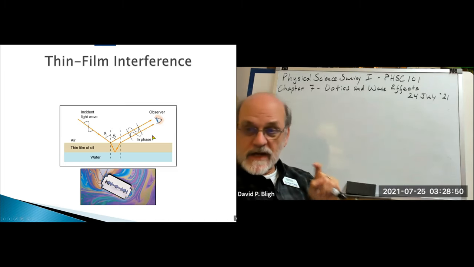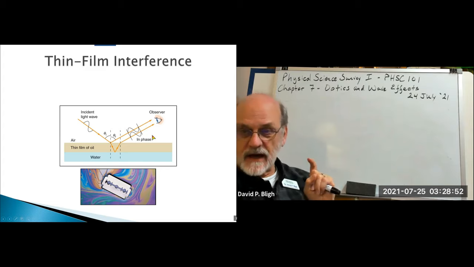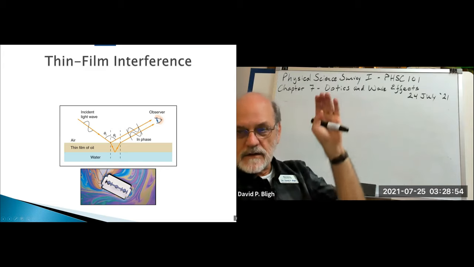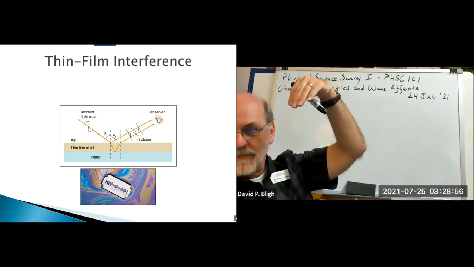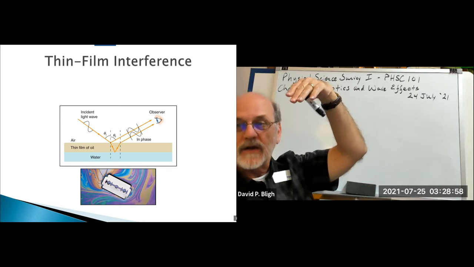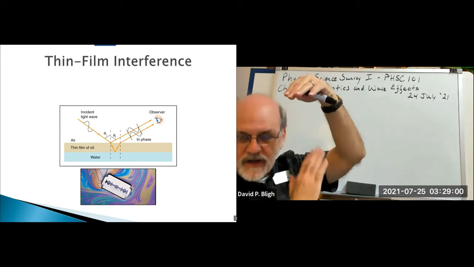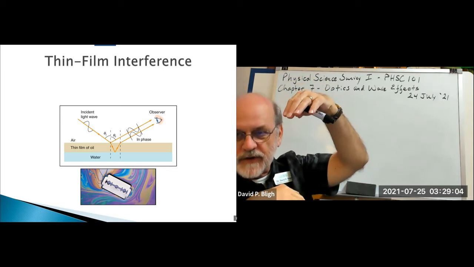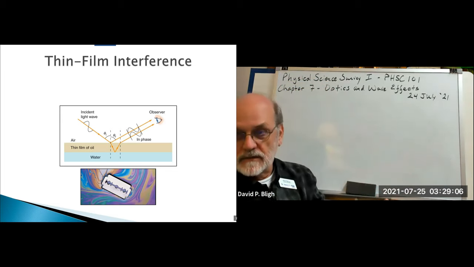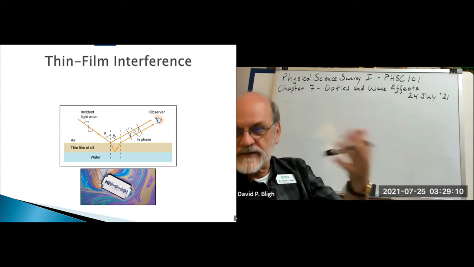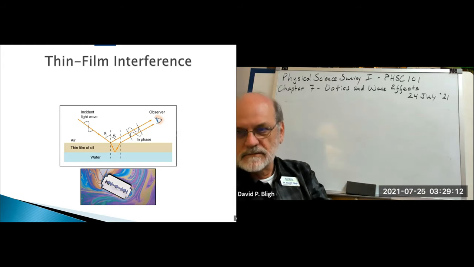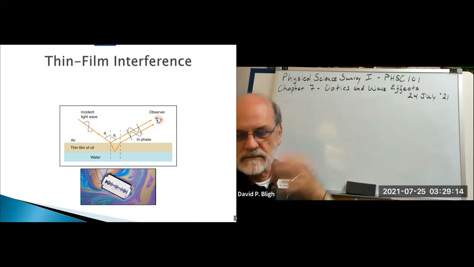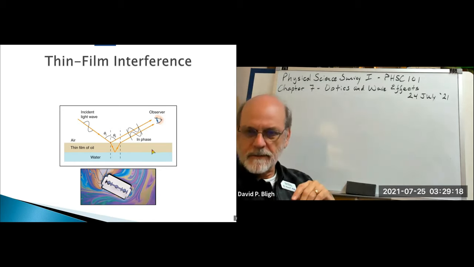Now, if they recombine in such a way that blue light crests match blue light troughs from the other, they will destructively interfere and the blue will disappear. And you'll have left the rest of the spectrum. Green, red, orange, yellow, those colors.